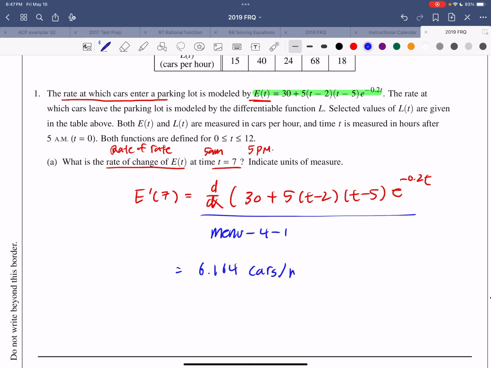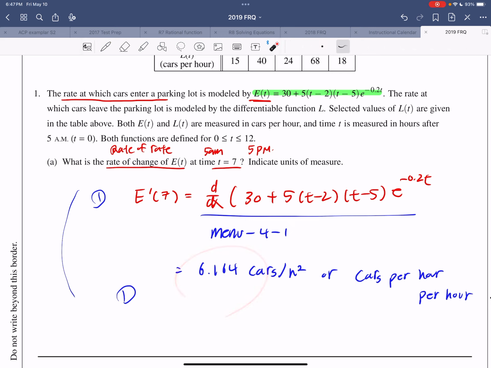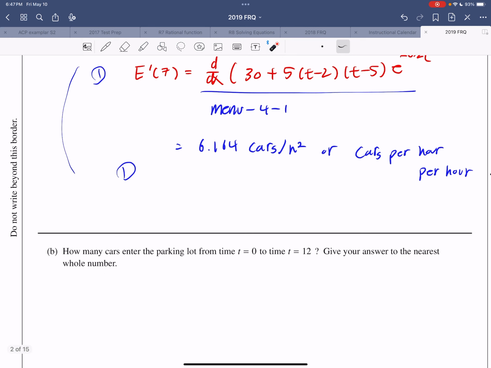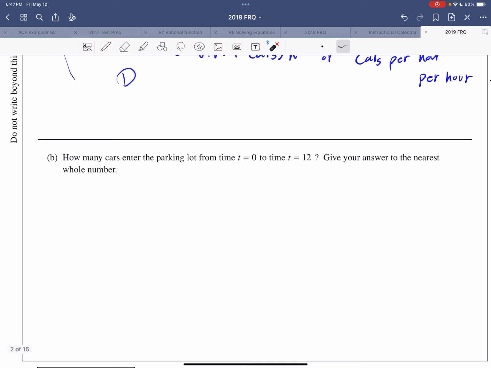cars per hour squared, or you have to write cars per hour per hour. I'm not sure how many points you get for this one, but I believe you get 1 point for this and another 1 point for the answer. So make sure you write this one down and then this one. Writing just this one down is not going to give you any credit, so you gotta write this one down no matter what.